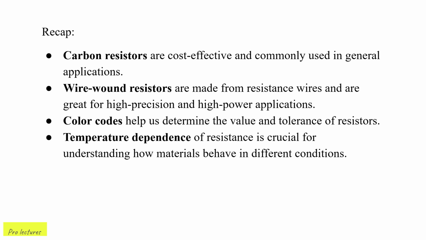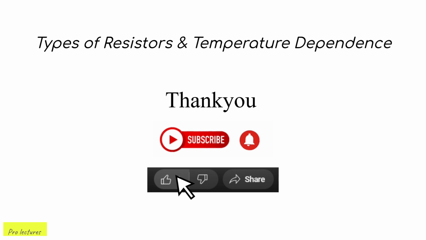To recap, carbon resistors are cost effective and commonly used in general applications. Wire wound resistors are made from resistance wires and are great for high precision and high power applications. Color codes help us to determine the value and tolerance of resistors. Temperature dependence of resistors is crucial for understanding how materials behave in different conditions. So that's all for today. I hope you now have a clear understanding of types of resistors and how temperature can affect their behavior.